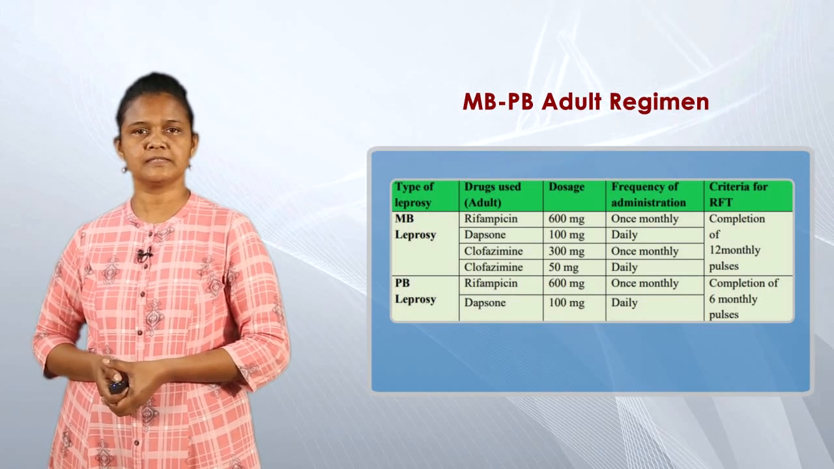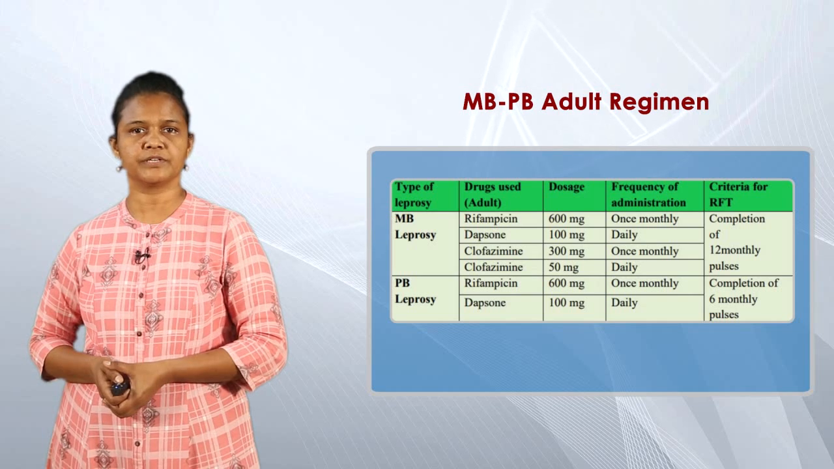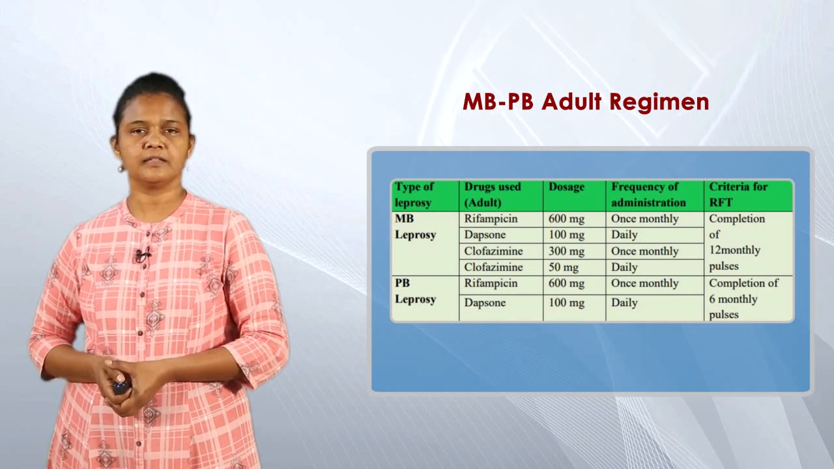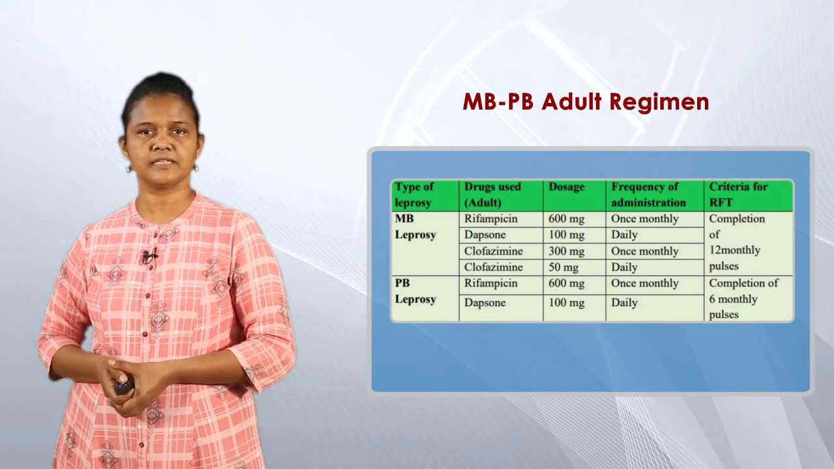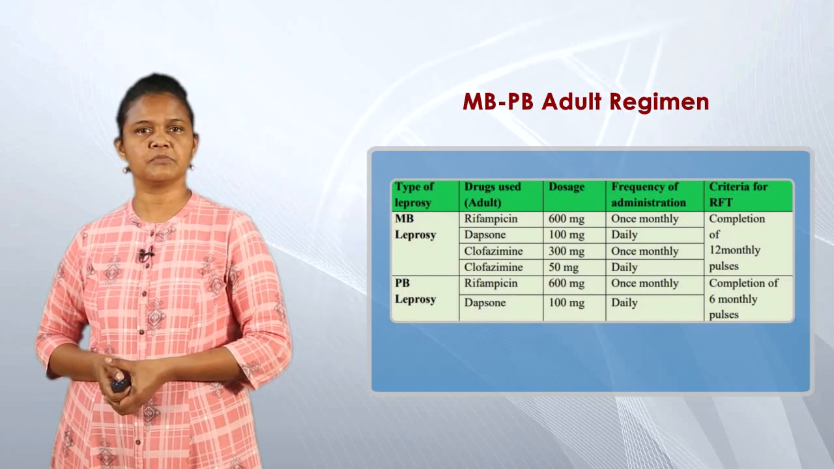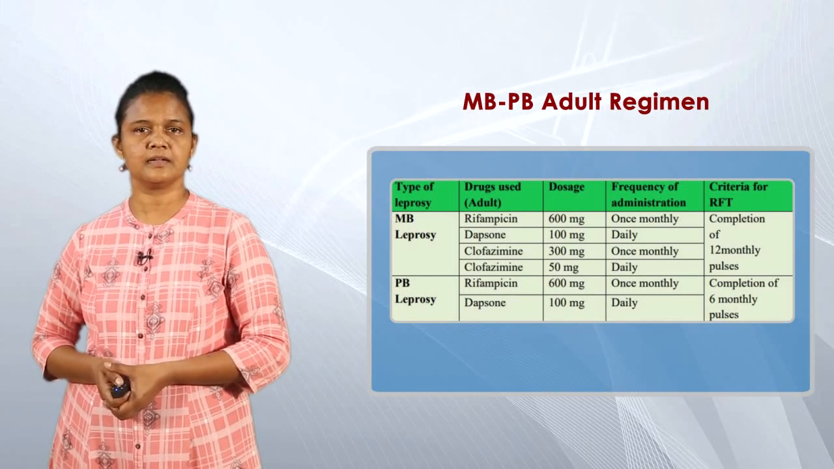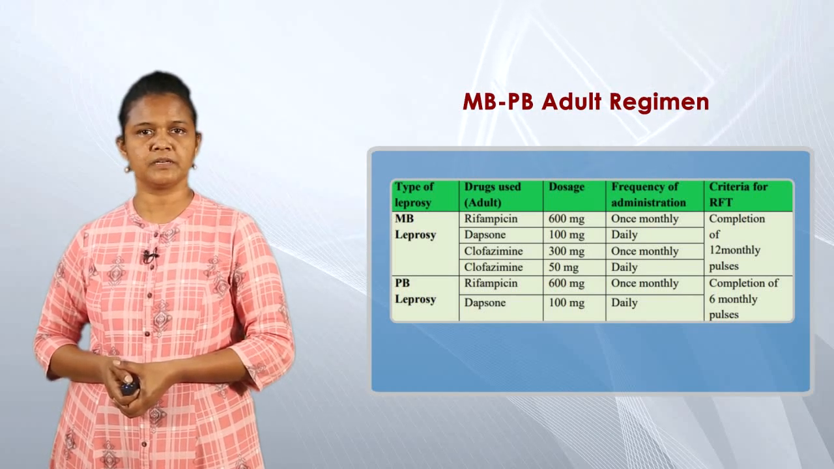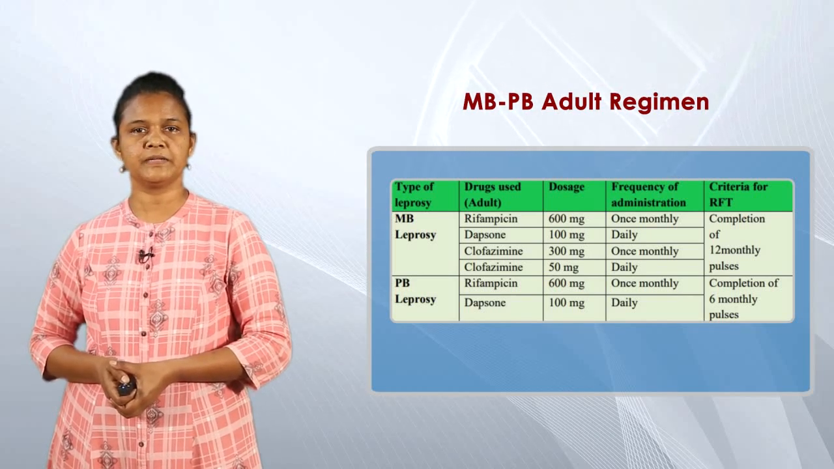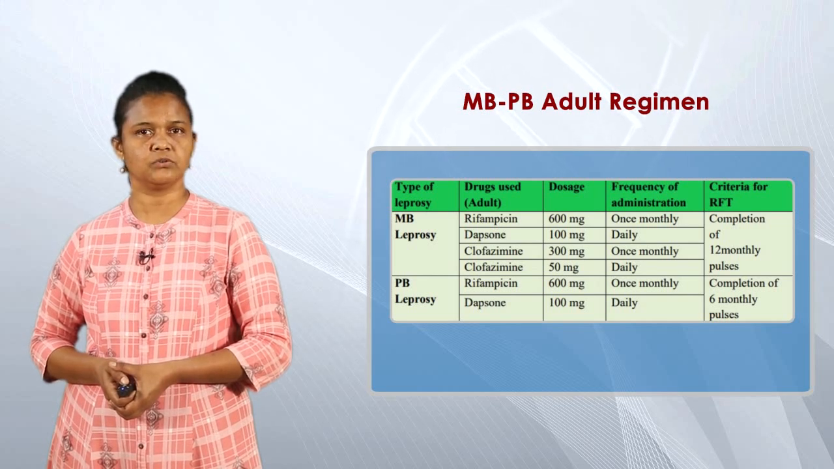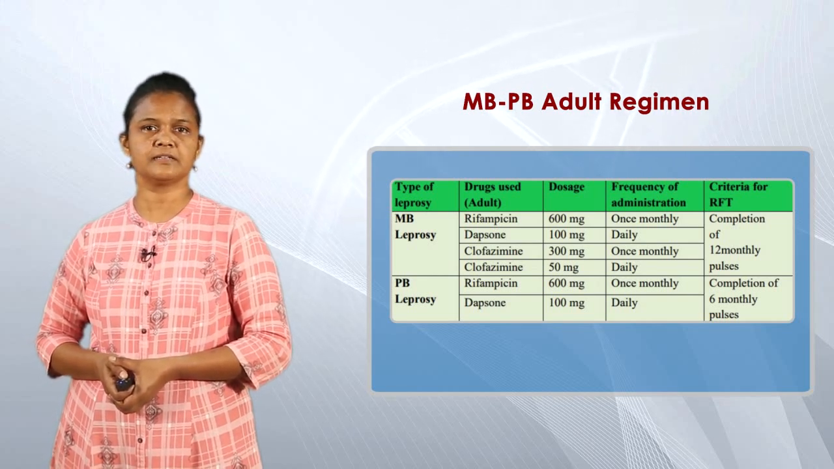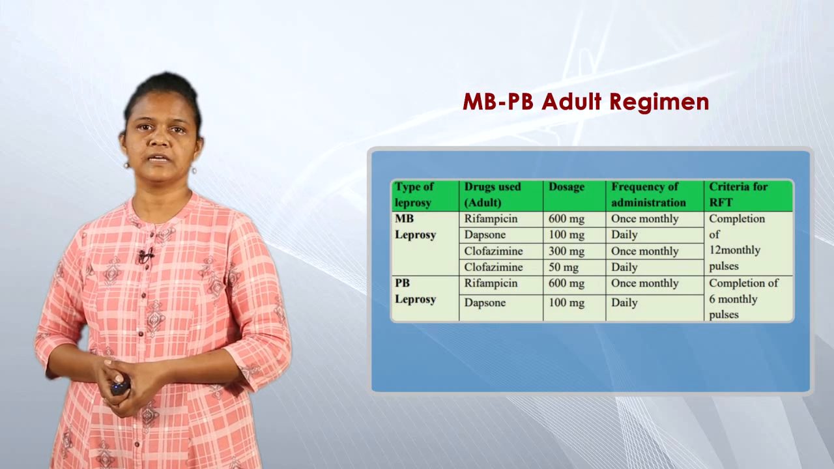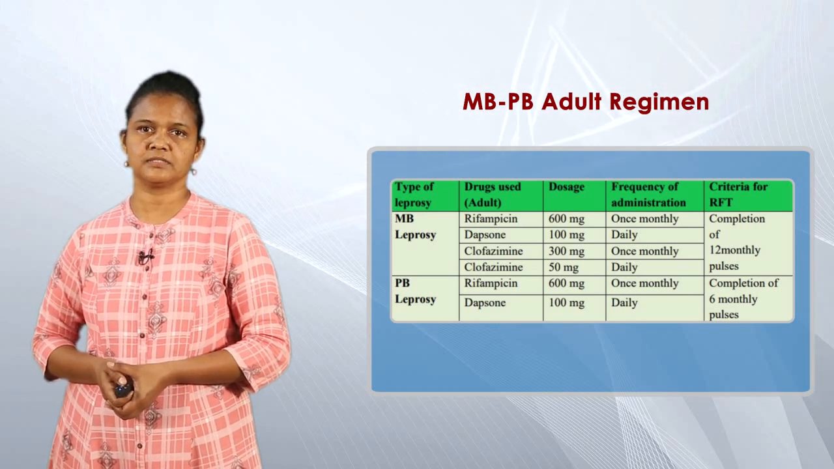Whereas in paucibacillary cases, there are only 2 drugs used for the treatment: rifampicin and dapsone. 600 mg of rifampicin is given once a month and 100 mg of dapsone daily. The criterion for release from treatment in the multibacillary is completing the 12 monthly scheduled doses, whereas in the paucibacillary cases, it is completion of 6 monthly scheduled doses.